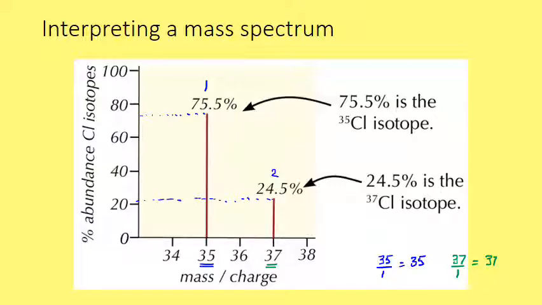So from that you could do your weighted average and find the relative atomic mass of chlorine would be 0.755 times your 35 plus your 0.245 of your 37, and that would come out to about 35.5, which you see on your periodic table is the relative atomic mass of chlorine.